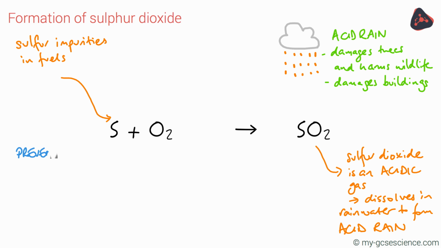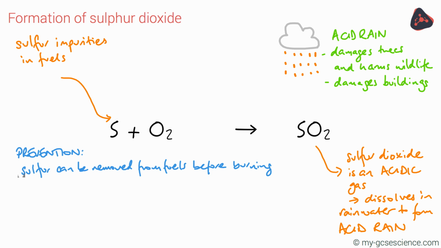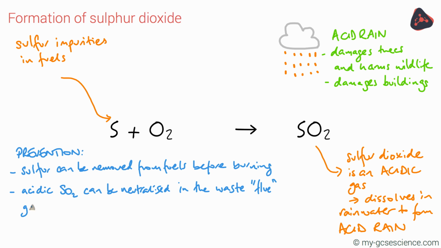However, there are ways to prevent or reduce this kind of pollution. Sulfur can be removed from fuels before burning it, as you might have seen in low-sulfur diesel. So in the case of fuels for cars, as much sulfur is removed from the fuel as possible before it's sent to the petrol stations. Alternatively, and as is often the case in factories and power stations, the acidic gas can be neutralised in the waste flue gases, which are the gases that are on their way out of the chimneys at factories and power stations. Sulfur dioxide can be neutralised by basic compounds such as calcium oxide or calcium hydroxide. And by neutralising the acid to produce salt and water, the waste gases coming out of the factories and power stations won't be as harmful.